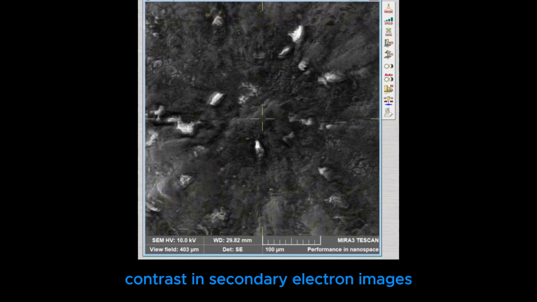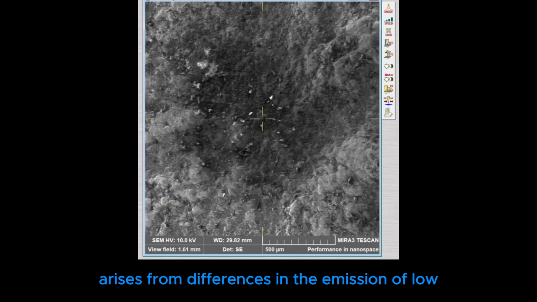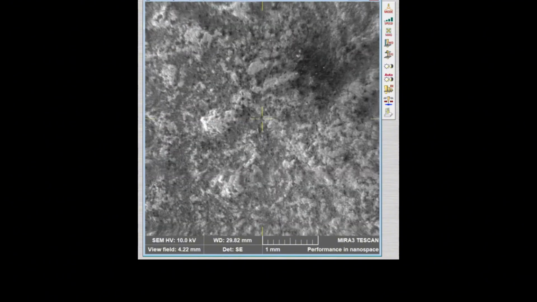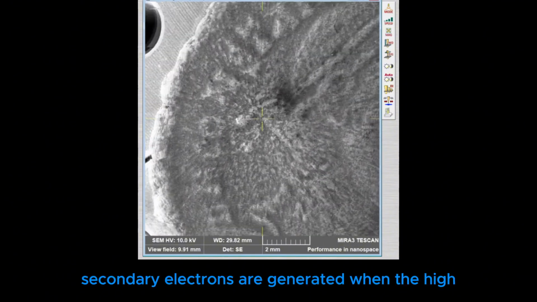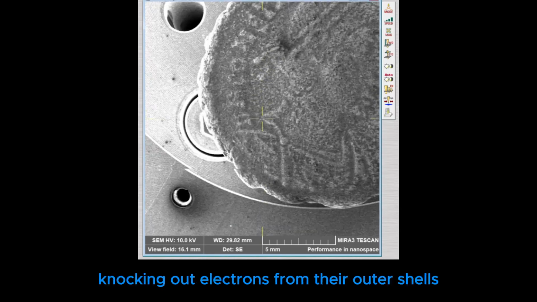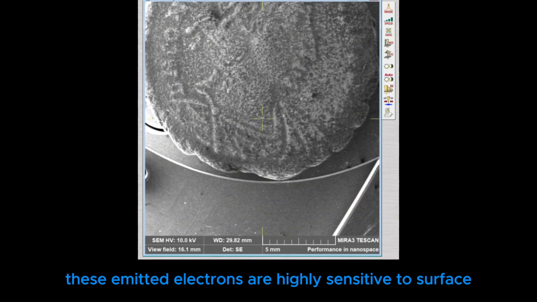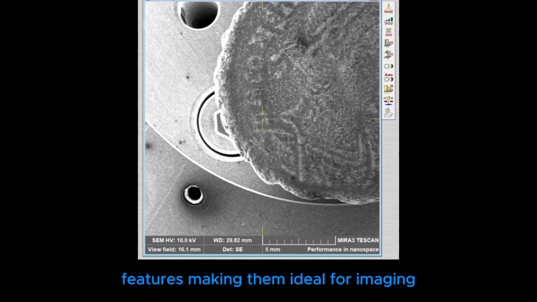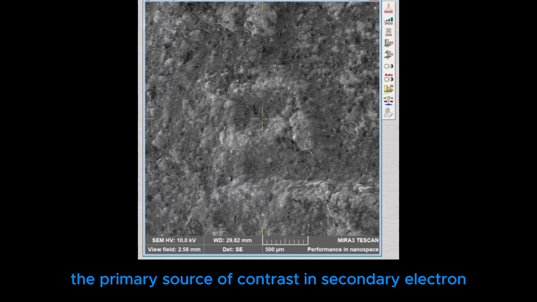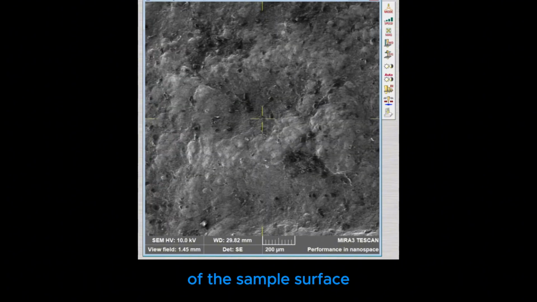Contrast in secondary electron images, produced in scanning electron microscopy, arises from differences in the emission of low-energy electrons from the surface of the sample. Secondary electrons are generated when the high-energy electron beam interacts with the atoms of the sample, knocking out electrons from their outer shells. These emitted electrons are highly sensitive to surface features, making them ideal for imaging fine details and topography. The primary source of contrast in secondary electron images is the topography of the sample's surface.